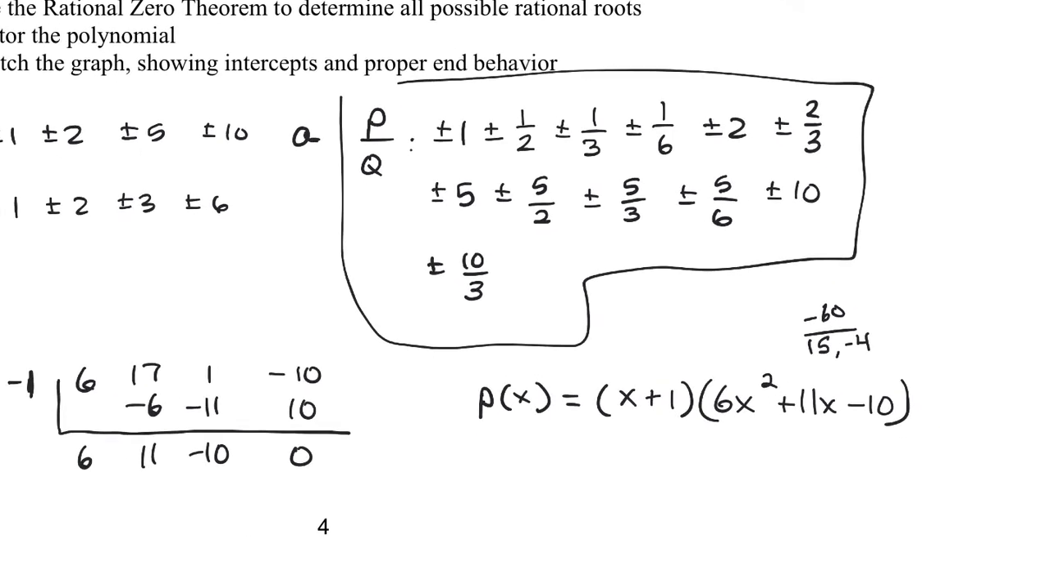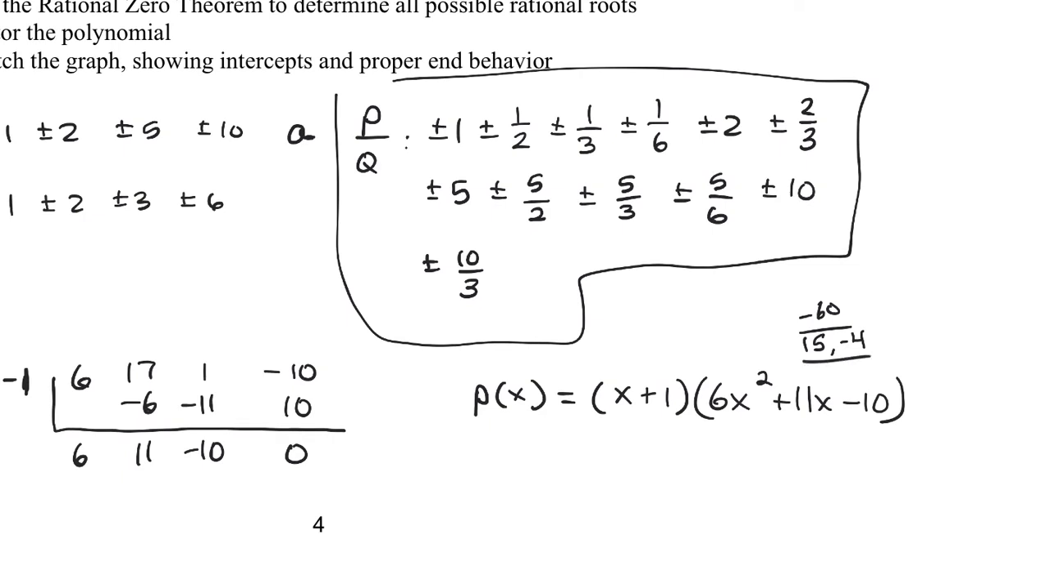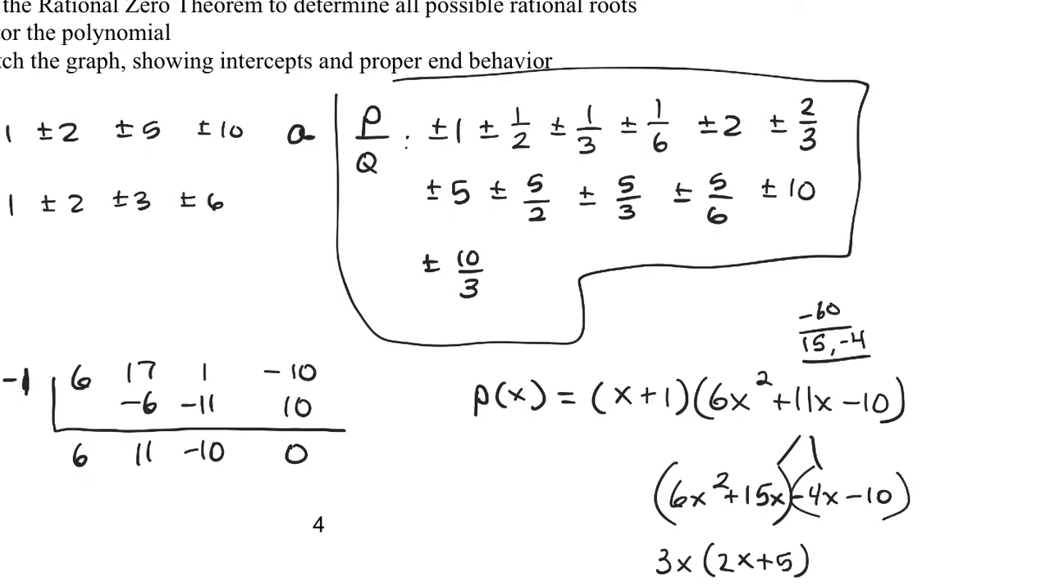So we need to factor this. So I would do the factor by grouping method. That means the 11x gets split up into the 15 and -4. So 11x would be 15x minus 4x. This is the factor by grouping method. And then group the first two terms, and you can pull out a 3x. And then if you group the last two terms, you can factor out a -2.